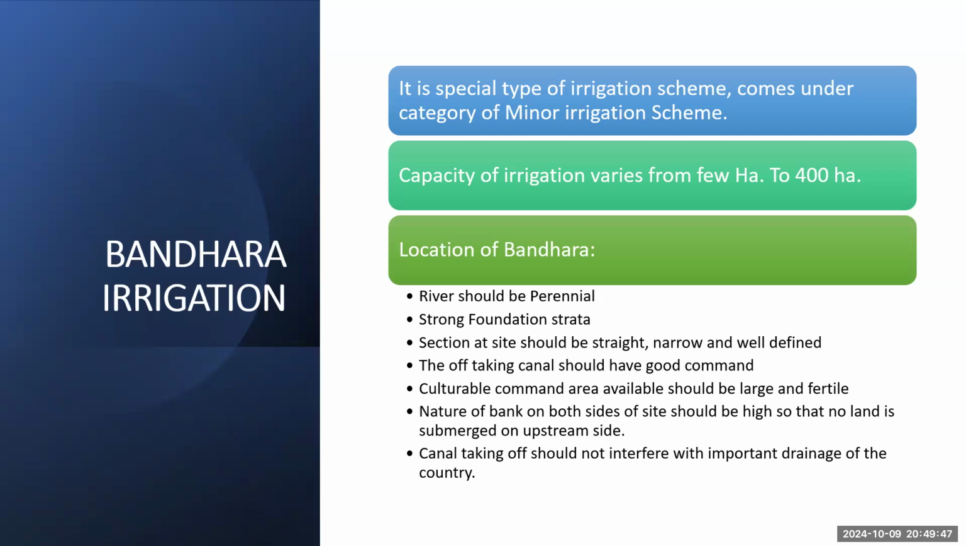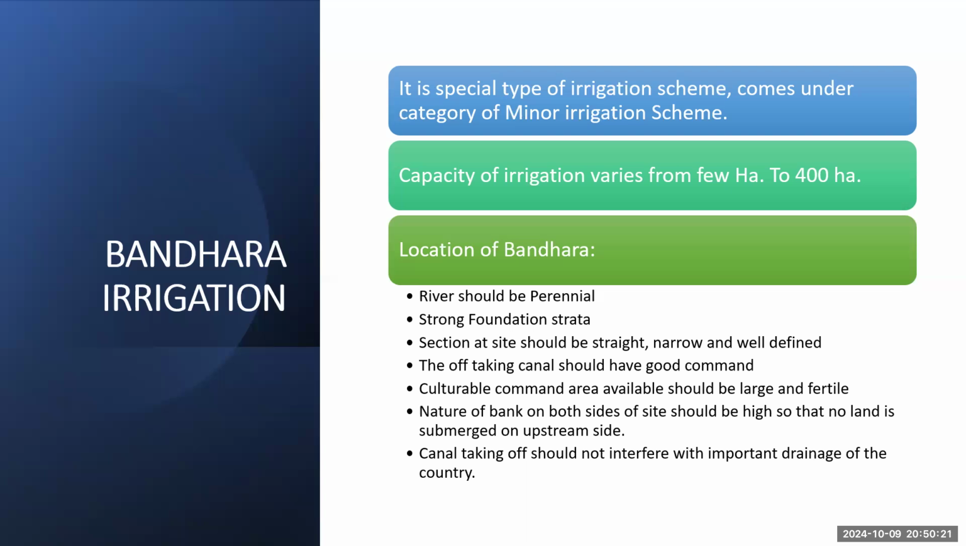The capacity of Bandhara irrigation varies from a few hectares up to a maximum of 400 hectares. So it has a limitation to irrigate an area of up to 400 hectares. Now, where this Bandhara irrigation scheme is implemented, the first thing is to find the location of the Bandhara. Which points should be considered while selecting a location for a Bandhara?